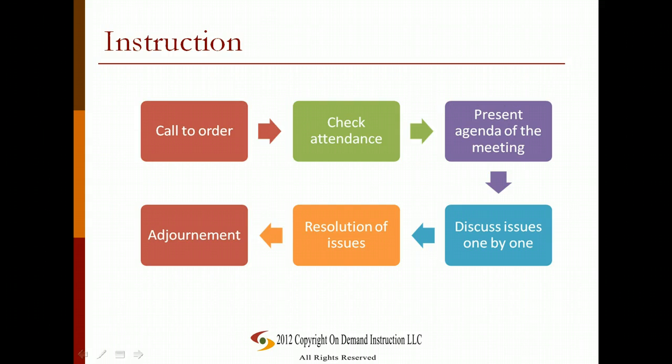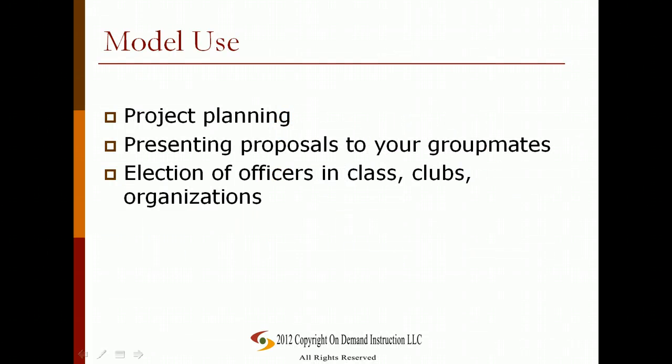Parliamentary procedure specifies that a meeting must be conducted in a certain way. Parliamentary procedure regulates the way the meeting is conducted and the duties of a leader. A meeting can follow certain steps listed on an agenda. Steps for holding a meeting are: call to order, check attendance, present agenda of the meeting, discuss issues one by one, resolution of issues, and adjournment.